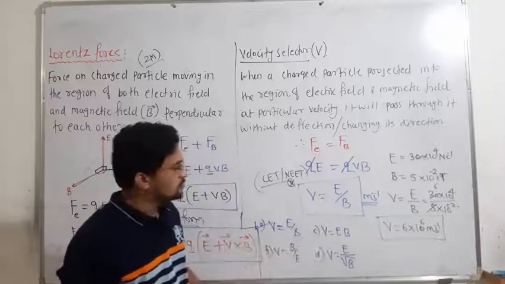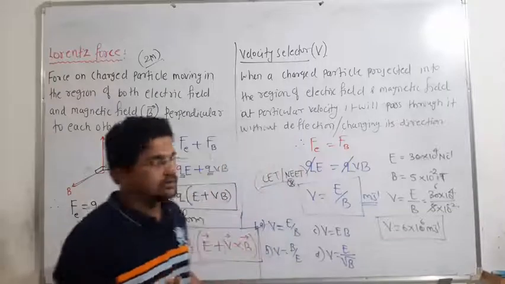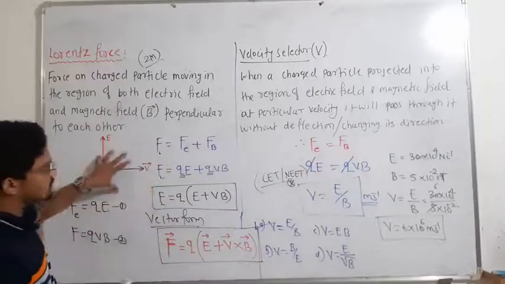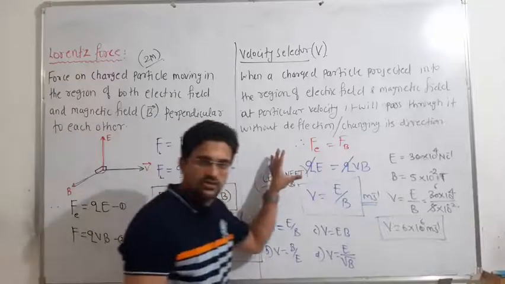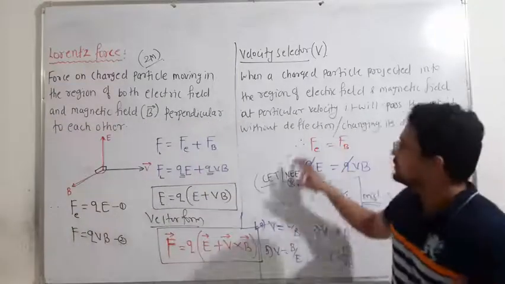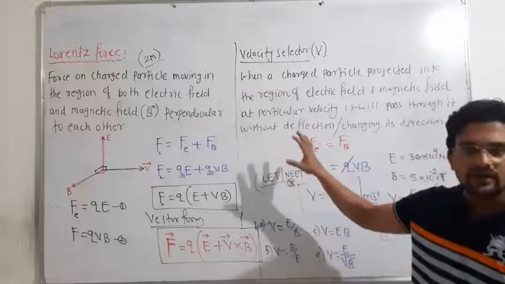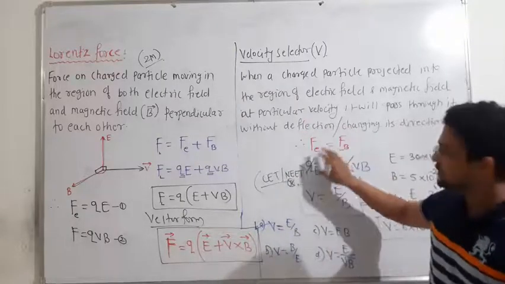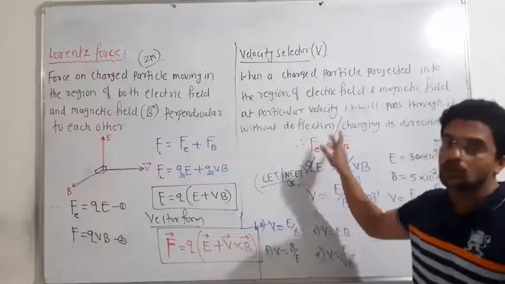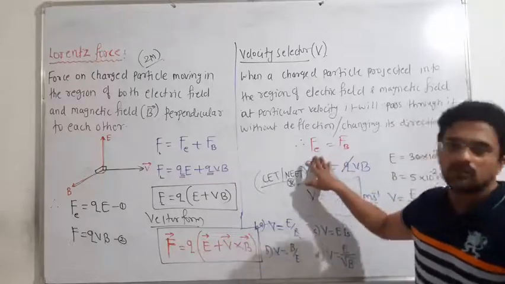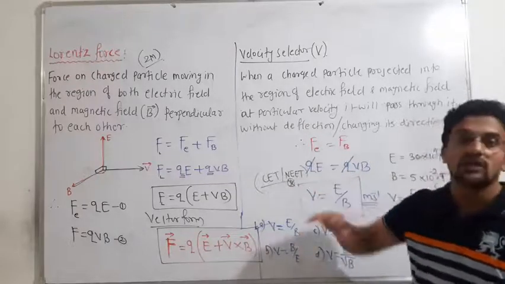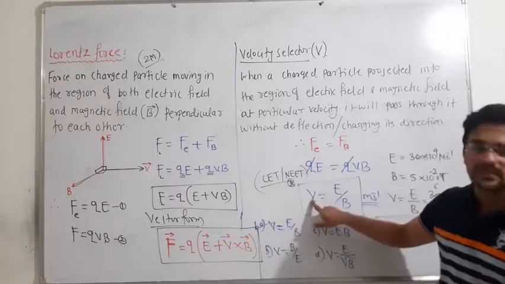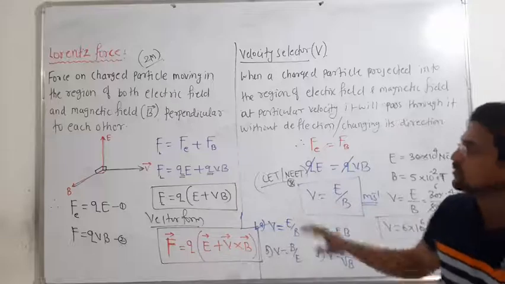I hope that you understood it well. Just go through these two concepts: what is the meaning of Lorentz force and what is the meaning of velocity selector. A charged particle will move undeviated when the electrostatic force and the magnetic force on it are equal but opposite in direction. Then it moves without any deflection, without changing direction, and that velocity is known as the velocity selector.